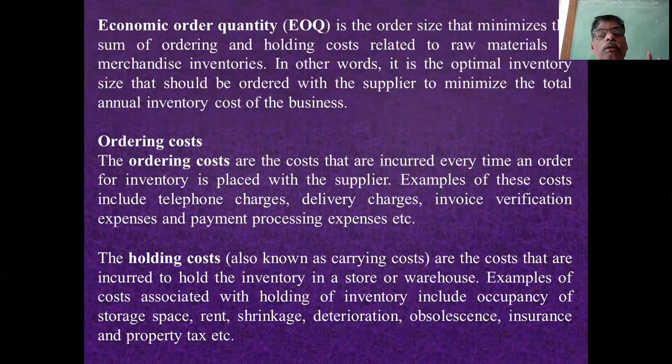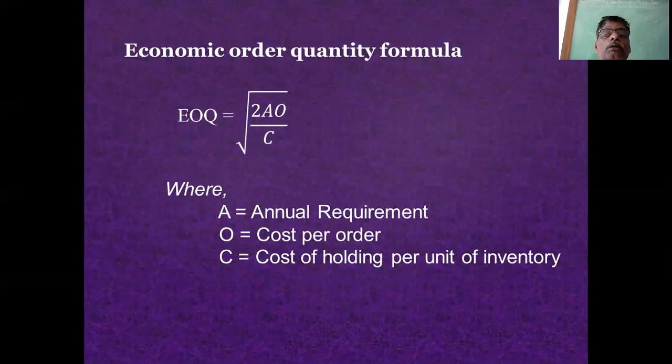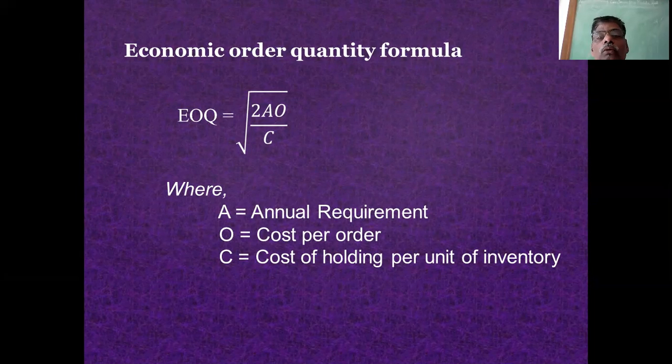There are two types of cost related with the material. One is ordering cost, another is holding cost or carrying cost. So whenever you want to purchase the material, you have to give consideration to these items. So as to minimize these two expenses, you have to purchase. That is called economic order quantity, or it is called reorder quantity. It is also called reorder quantity. Remember this. Okay. And this is calculated on the basis of this equation. What is the equation? Economic order quantity is equal to square root of 2AO divided by C.